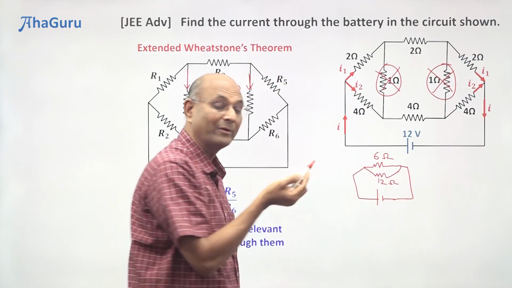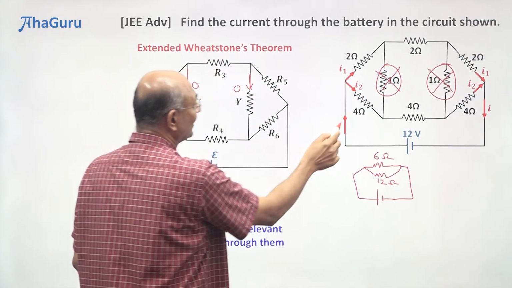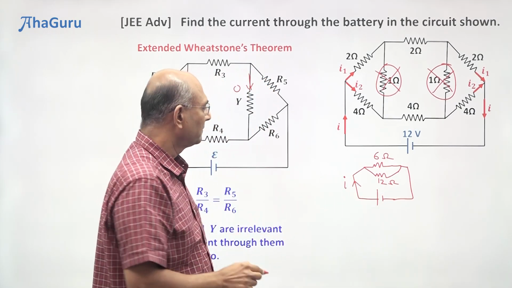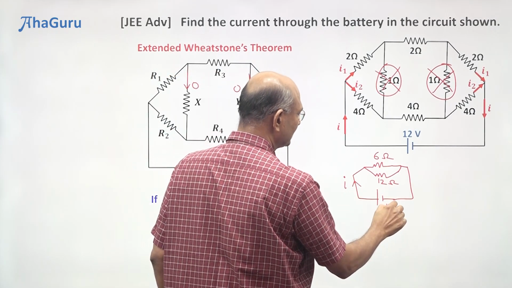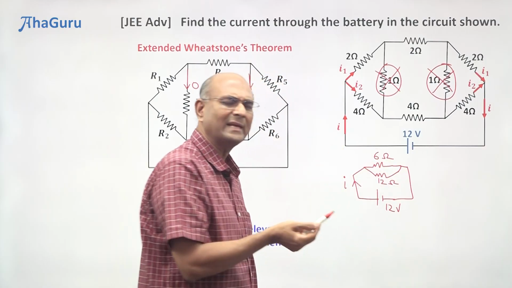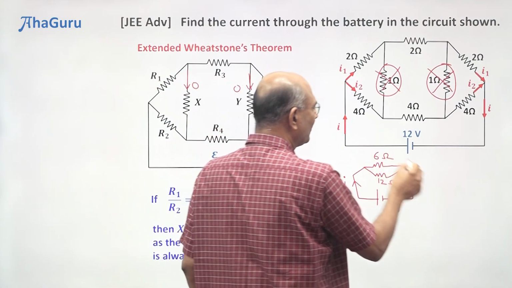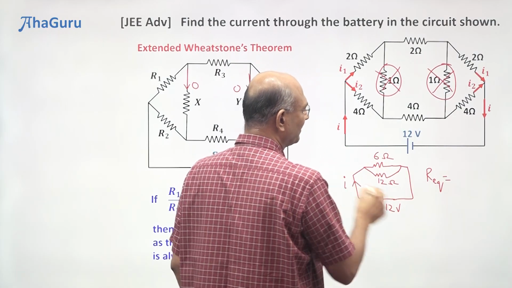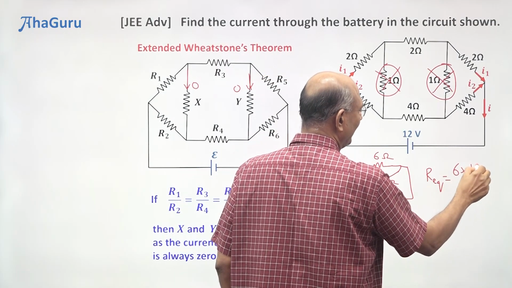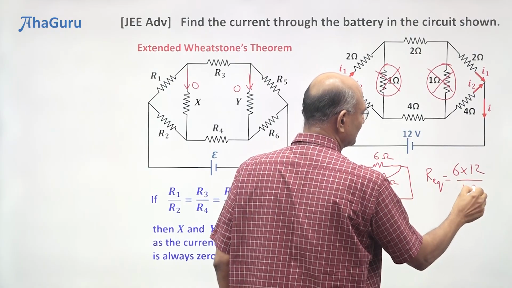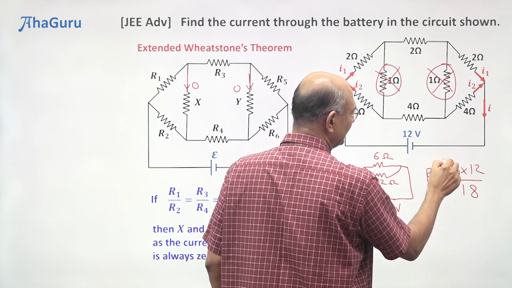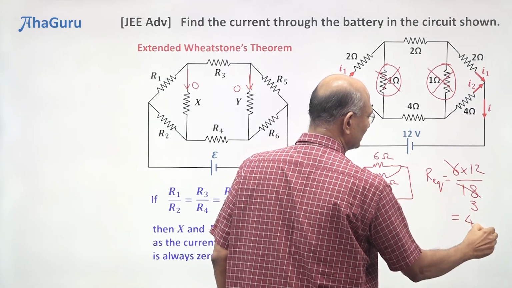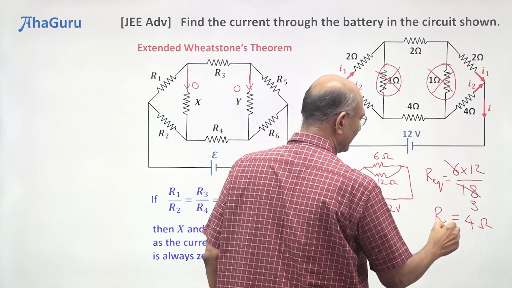I don't care what is I1 and I2. That's not the question. The question is, what is I? So I need this current. But what is this? This is 12 volts. But these 2 resistors are in parallel. So what is the equivalent resistance? R1 R2 by R1 plus R2. 6 into 12 by 6 plus 12. 6 plus 12 is 18. So if I cancel this, that's going to give me 3. 12 by 3 is 4. So this is 4 ohms. So that is R equivalent.